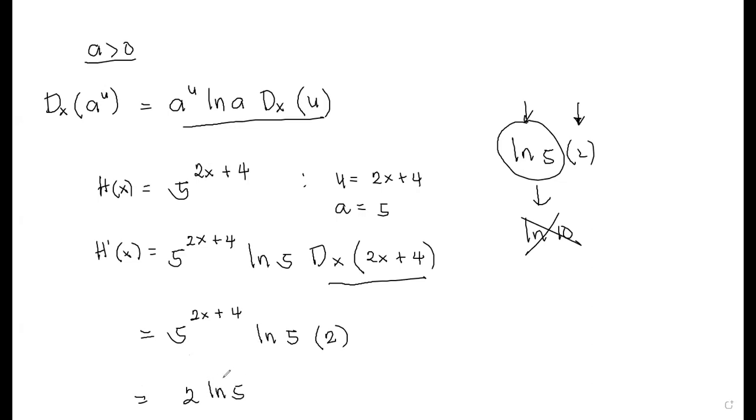ln 5, then 5. You can also swap the order, guys. But I would suggest placing each term inside parentheses to make it distinguishable. This part is a different part: ln 5 is one expression, and then 5 to the power of 2x plus 4 is another expression.